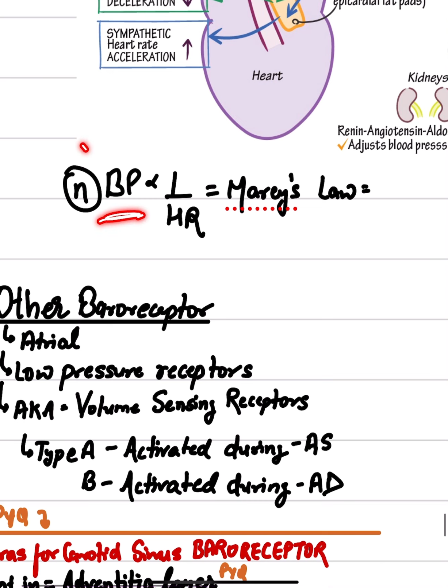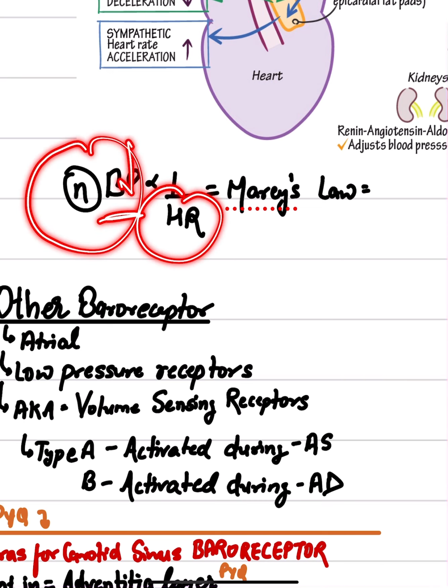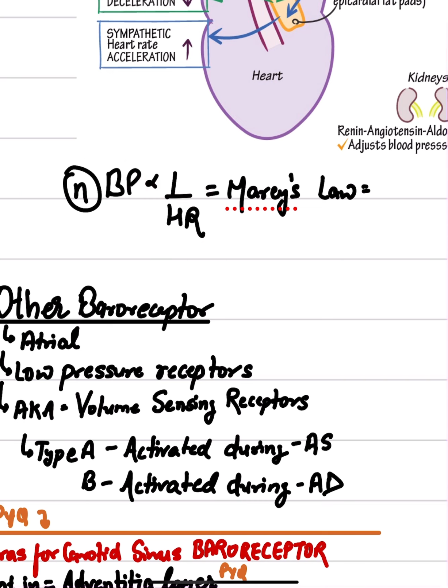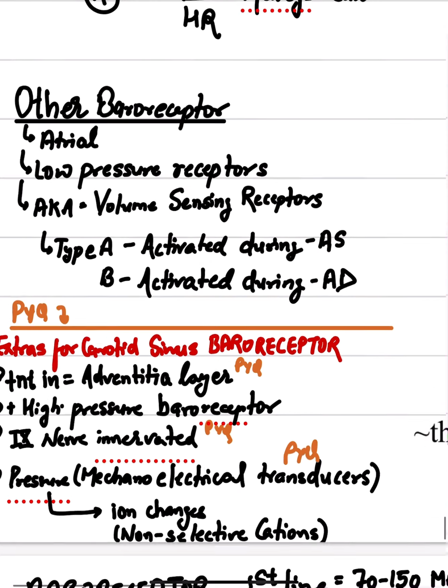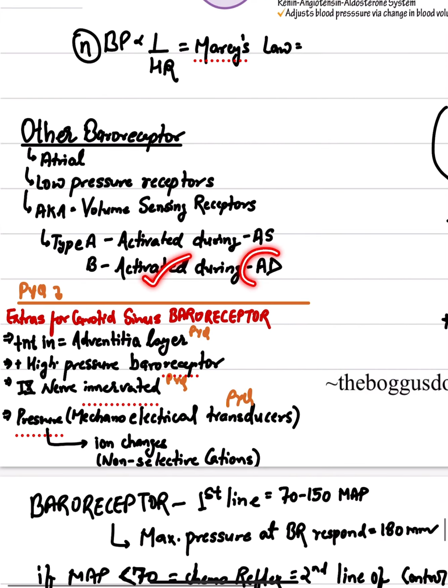Okay. Normally, if the blood pressure is increasing, the heart rate will decrease. They are inversely proportional to each other. This is known as Marey's law. There are some other baroreceptors also. These are known as atrial baroreceptors. They are the low pressure baroreceptors, also known as volume sensing receptors. There are two types, activated during atrial systole and active during atrial diastole.